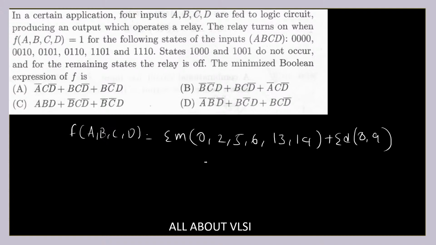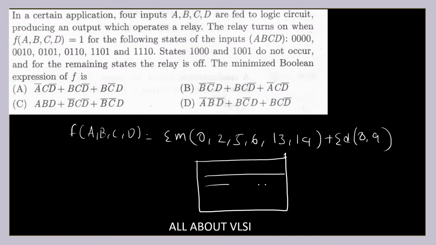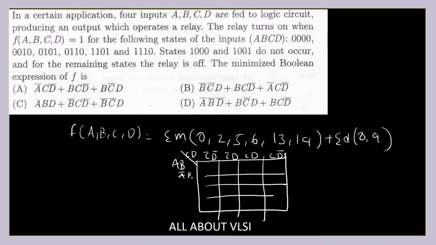So I'm going to take a 4 variable KMAP, and this is AB and CD. C complement D complement, C bar D, CD and CD bar; A bar B bar, A bar B, AB and AB bar. And you can simply write down all the minterms: 0, 1, 3, 2, 4, 5, 7, 6, 8, 9, 11, 10, and 12, 13, 15, and 14.